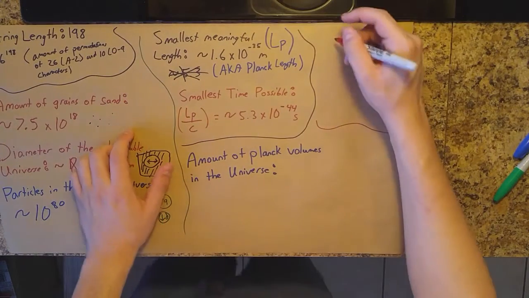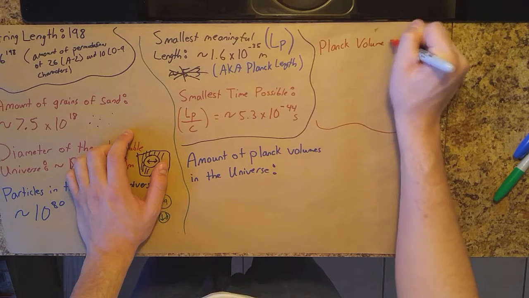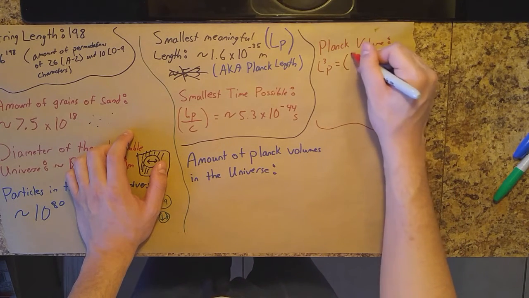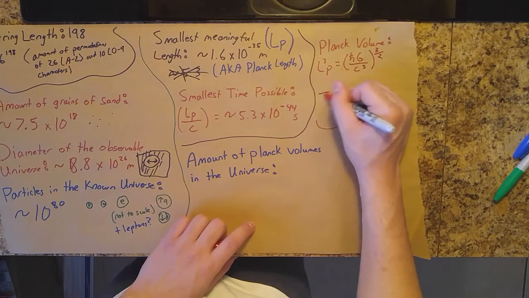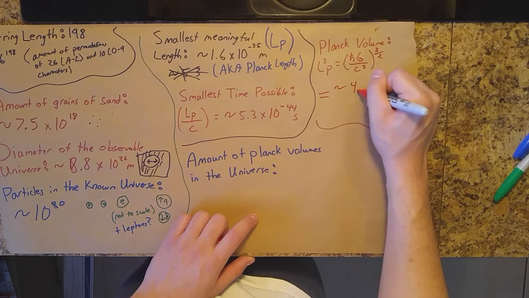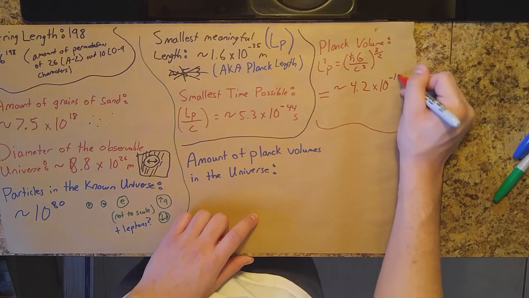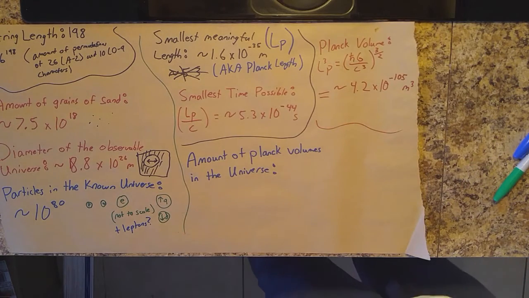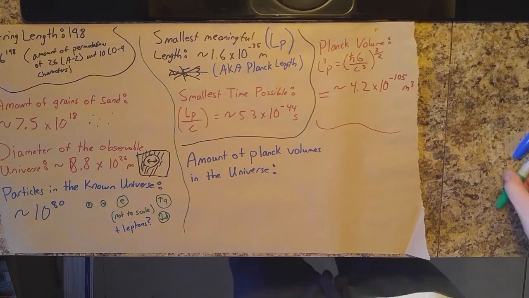So now we have to get really small. A Planck volume is (ħG over c cubed) to the 3/2 power, right? That represents a Planck volume, which is roughly 4.2 times 10 to the negative 105 meters cubed. Whoa, that's small, okay?